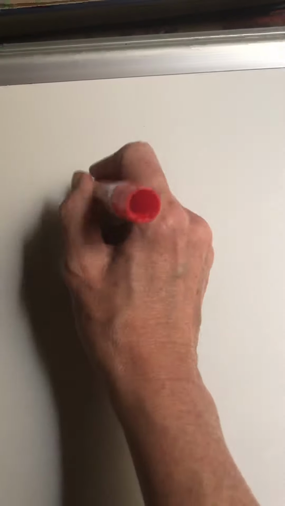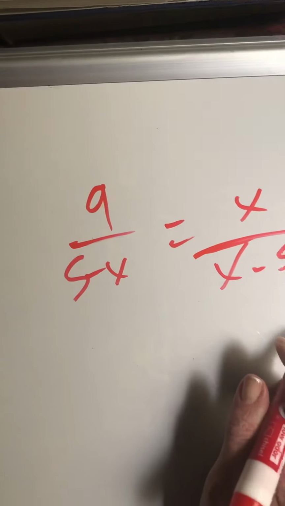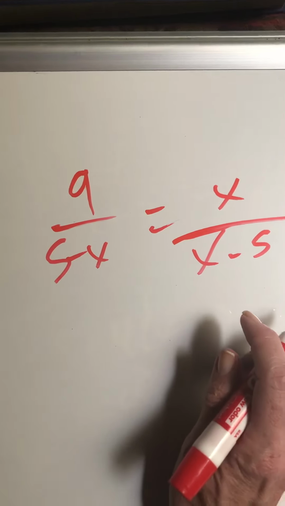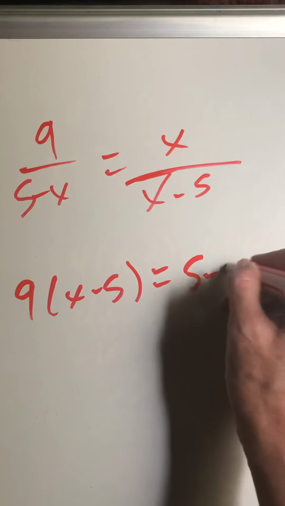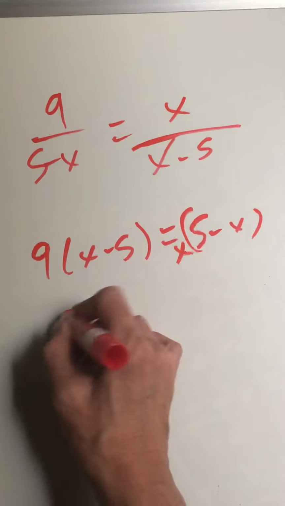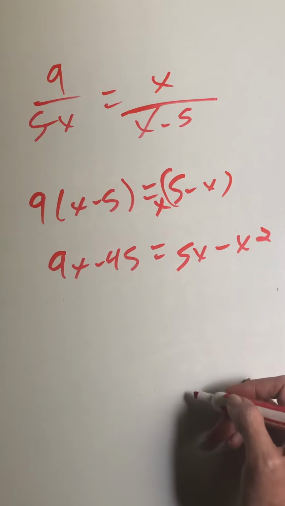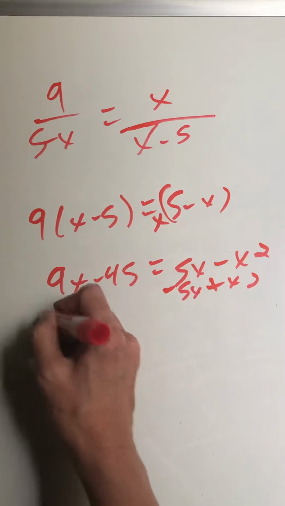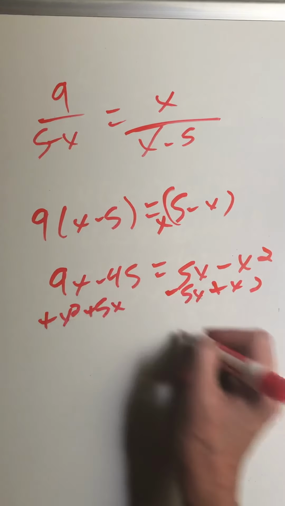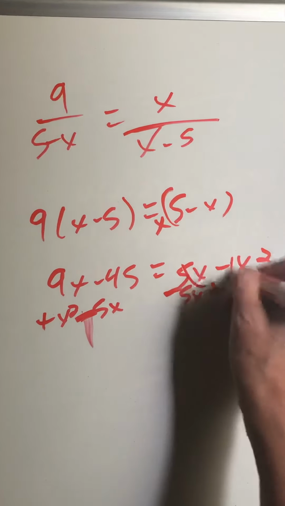Okay, let's try 9 over 5 minus x equals x over x minus 5. Here we're going to have 9 times x minus 5 equals 5 minus x times x. I should have put it first, sorry. So 9x minus 45 equals 5x minus x squared. I don't want that x squared to be negative, so I'm going to move it. So plus x squared, minus 5x. I subtracted 5x.